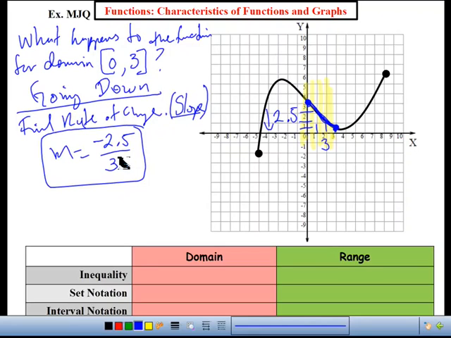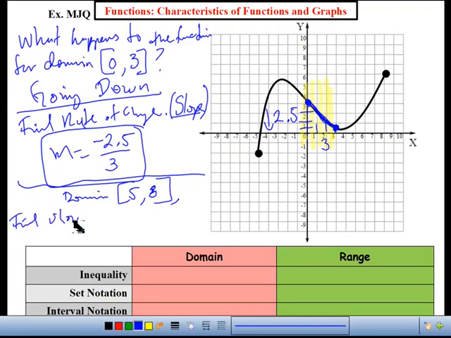Okay, next. On this same one, same question, what's happening to the function, but I want you to look at it now for the domain from 5 to 8, comma, find slope, and for this one, I want you to write the range for that section.